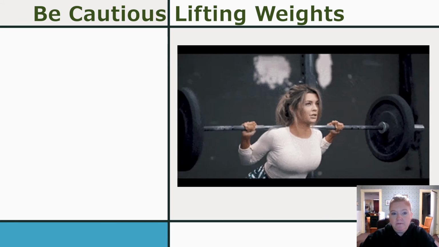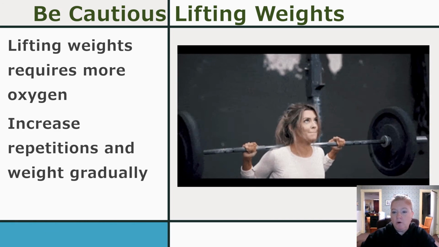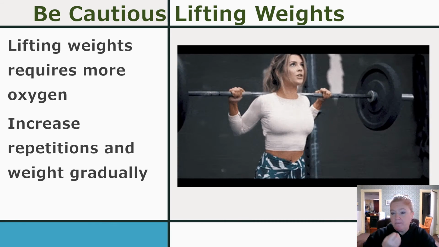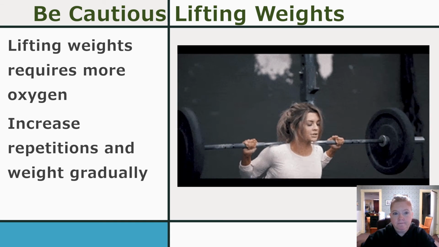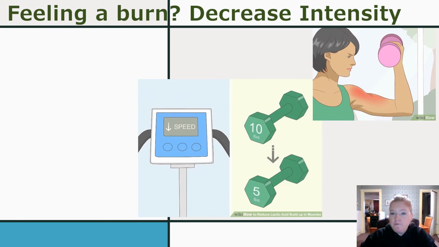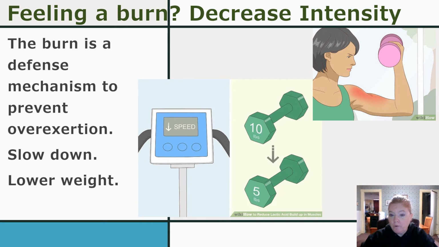Be cautious lifting weights. Lifting weights requires more oxygen. So we want to make sure that when we're increasing repetitions and increasing weight amounts, we do that gradually. If you feel a burn, decrease your intensity. That burn is a defense mechanism that's like, hey, slow down, ease up, to help prevent overexertion. So slow down, lower the weight, okay? So lower your speed, decrease the weight, decrease the number of repetitions.